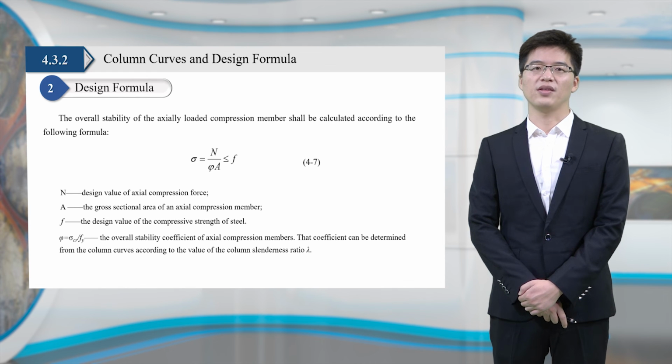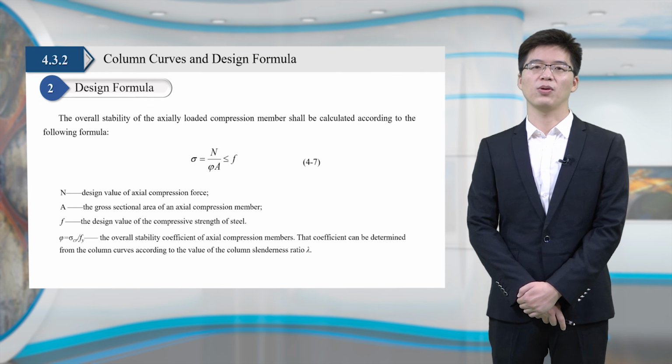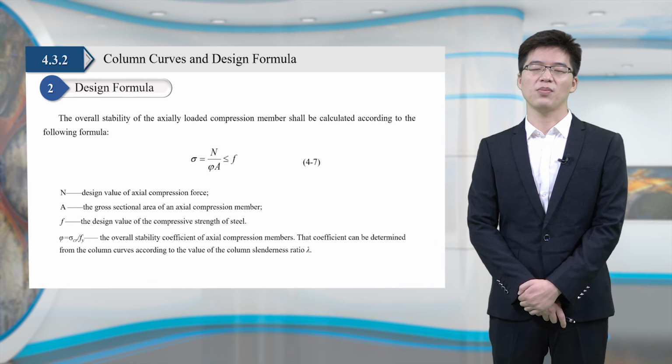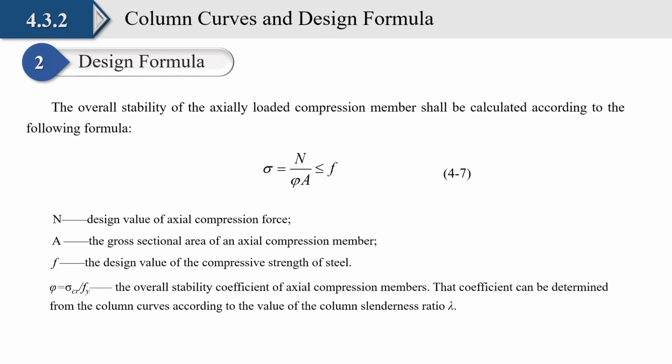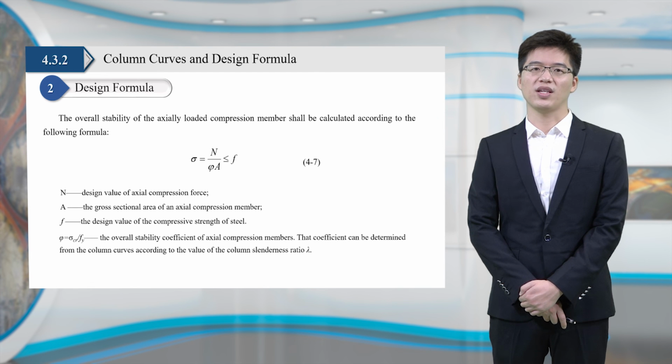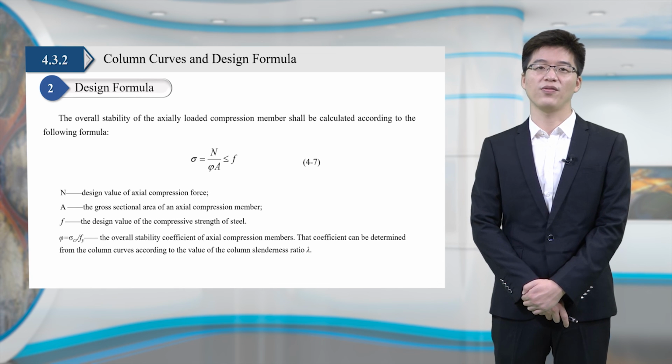In order to be convenient for the calculation, the 4 types of column curves mentioned above were further converted into 4 tables in the design code of steel structure. In other words, the designer can directly check the data in these tables to obtain the value of the overall stability coefficient phi for the corresponding designed axial compression member according to the column section category and calculated slenderness ratio lambda. This greatly reduces the complexity of calculating the overall stability coefficient.